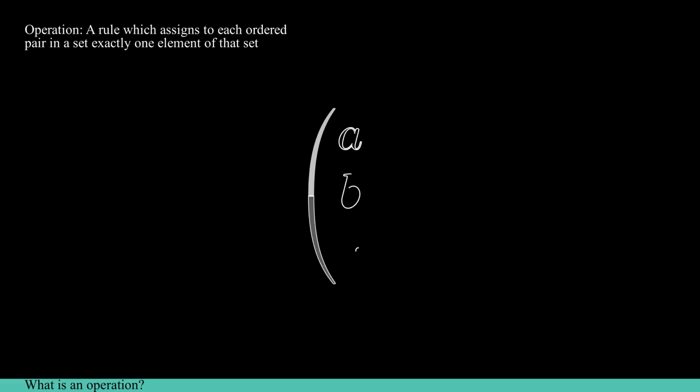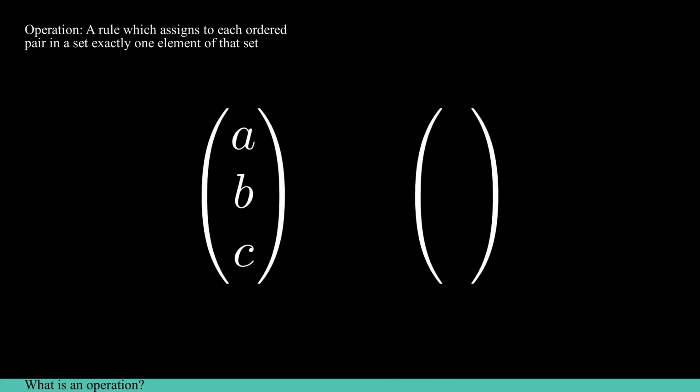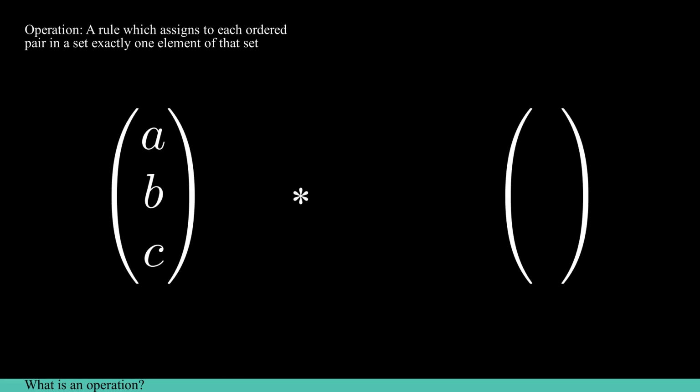An operation is a rule that assigns each ordered pair of elements in a set to exactly one element within that set. Consider the set including A, B, and C, with the operation star represented by an asterisk symbol. Any element operating on any other element in the set, including itself, would have to equal another element within that same set. In this way, an operation maps a set to itself.